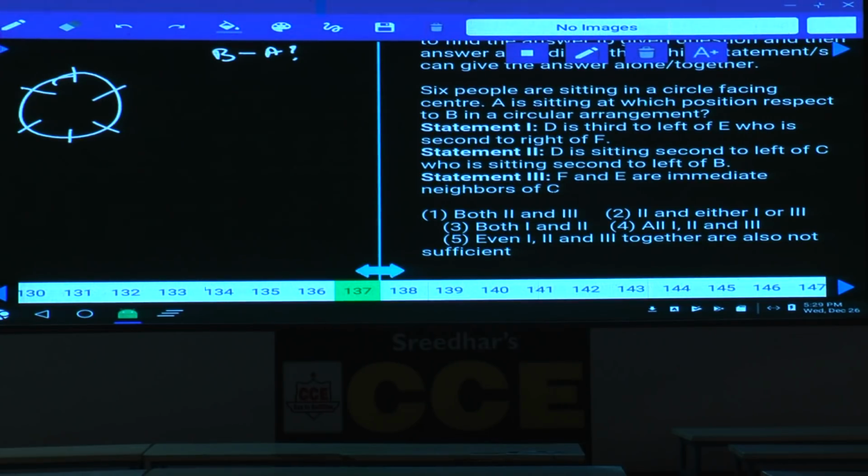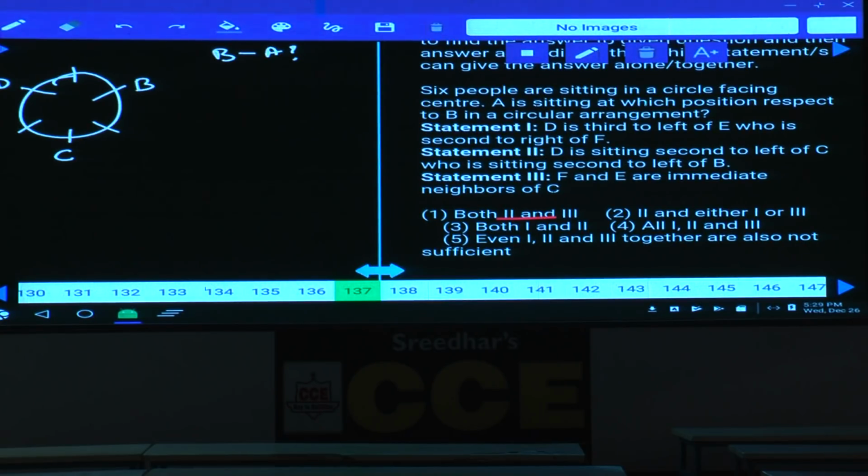Then only one is not there, hence we are going directly to this 2 and 3. Now in this 2 and 3, D is seated second to the left of C. C is here and D is here. C is seated second to the left of B, hence B will be here. And this is about condition number 2.